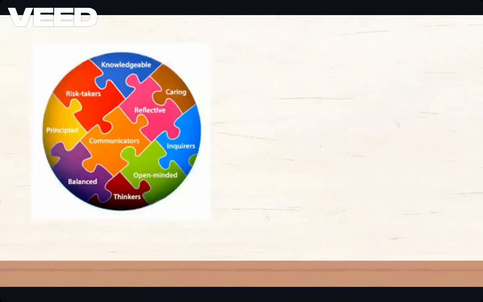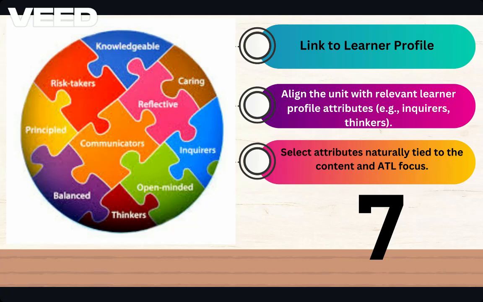The seventh step is to link to the learner profile. Align the unit with relevant learner profile attributes like inquirer, thinker. Select attributes that naturally tie to the content and the ATL focus.